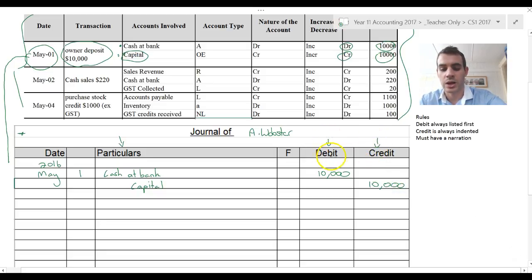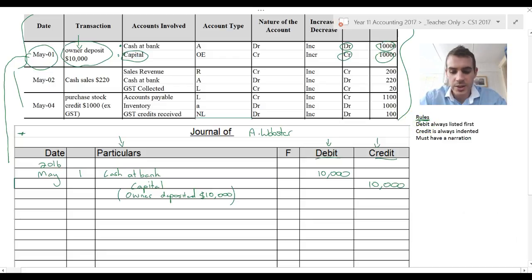You'll notice as well that debits always must equal credits. After this, we're not quite finished. We have to put a narration. This is a description of the transaction. In this case, the owner deposited $10,000.